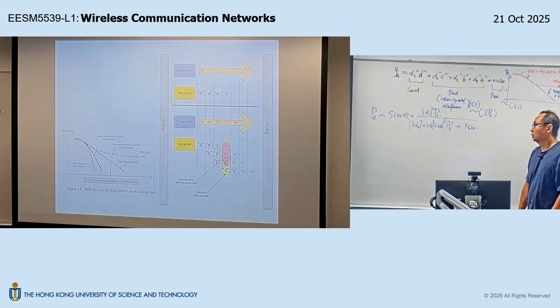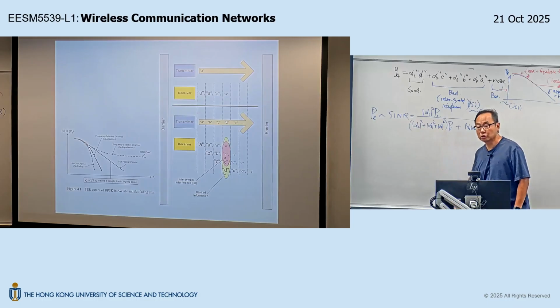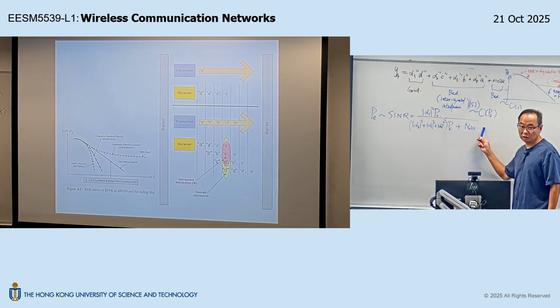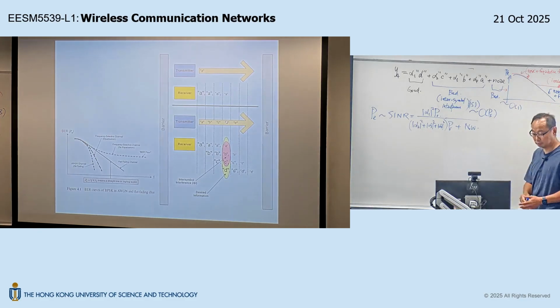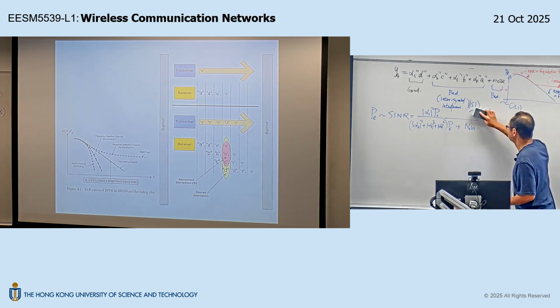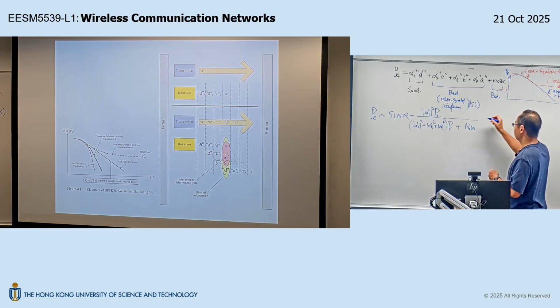Okay? So overall, this is the signal to noise plus interference ratio. Let's try to analyze the behavior of this in two regions. The first region is when the transmission power is very small. The second region is when the transmission power is very large. Let's see how it will behave. Now, let's look at one extreme.